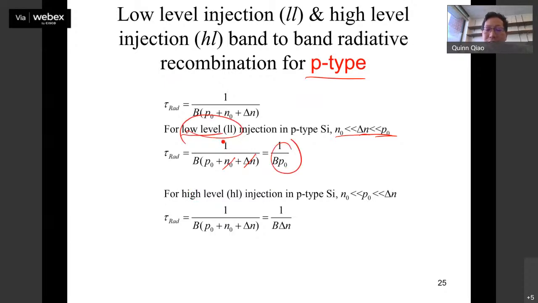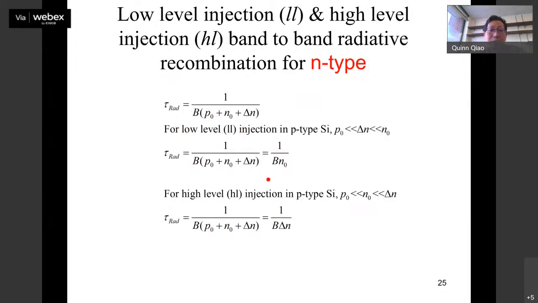Now the high injection, what do we have? Delta n is much bigger than p0, and p0 is much bigger than n0 because this is p-type. So delta n is the maximum and everything else is gone. That's why you can ignore the first two terms and it becomes 1 over B delta n. Is that clear? So this is for high injection.